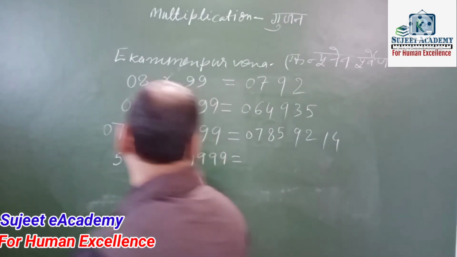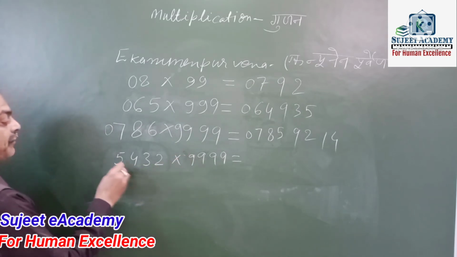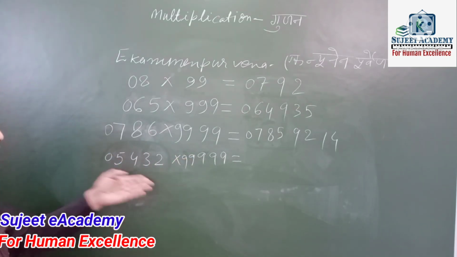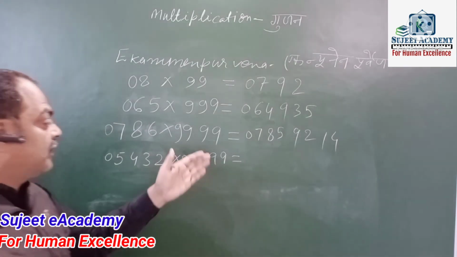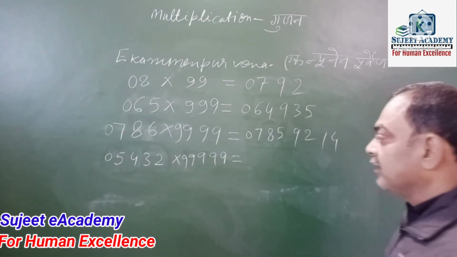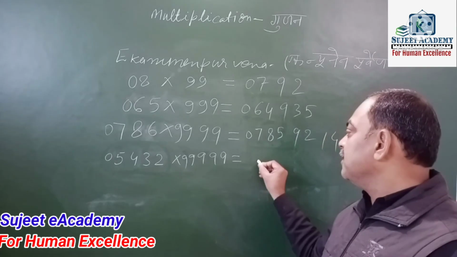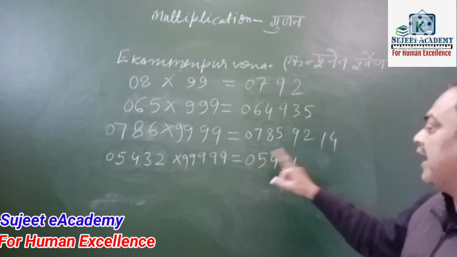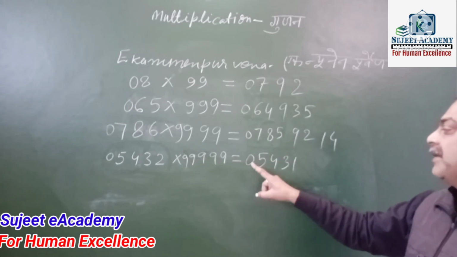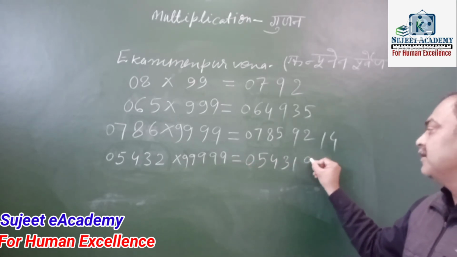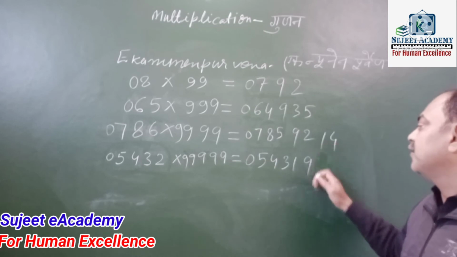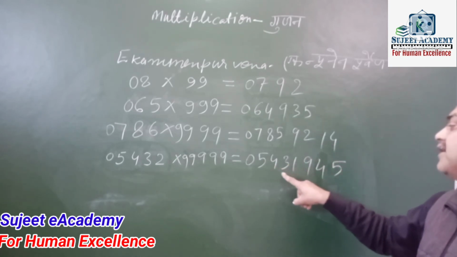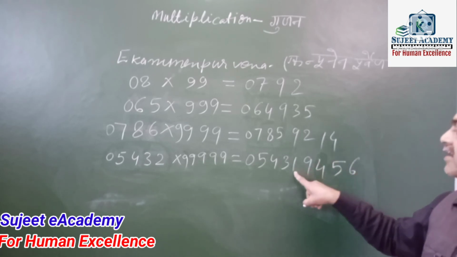Similar way, if this is 5 times of 9 and this one is a 4 digit number, you put a 0 here. After that you solve it, reduce it by 1, 05431, and subtract it from 9. 9 minus 0 is 9. 9 minus 5 is 4. 9 minus 4 is 5. 9 minus 3 is equal to 6. And 9 minus 1 is equal to 8.